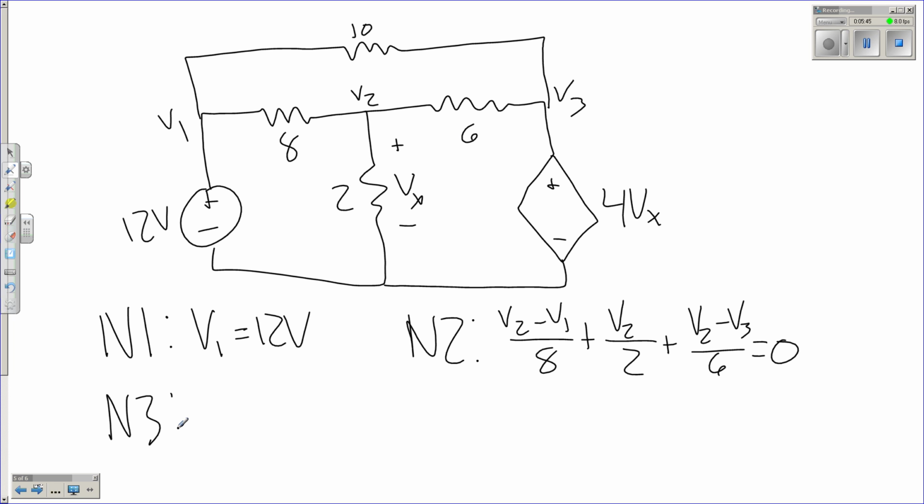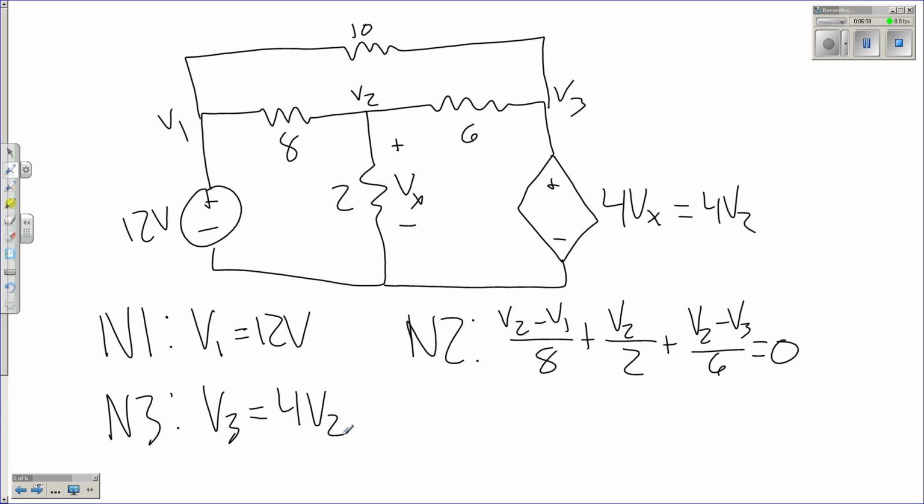So if we already know Vx is equal to V2, then this is equal to 4V2, and we've already got it in terms of one of our other variables. So V3 is just 4 times V2. Super easy.